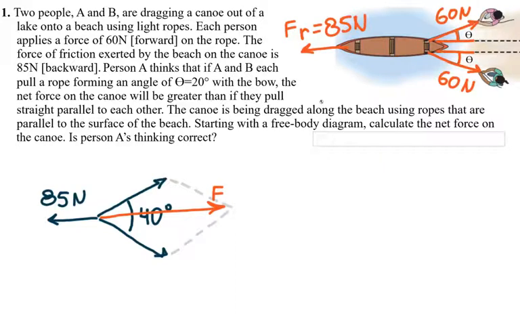I want to mention that this was 60 newtons and this was 60 newtons. What I have is 40 degrees here and 40 degrees here. That makes 80, and a parallelogram has 360, so what's left is 280 degrees. That means that each of these angles is 140, so this angle is 140 degrees.